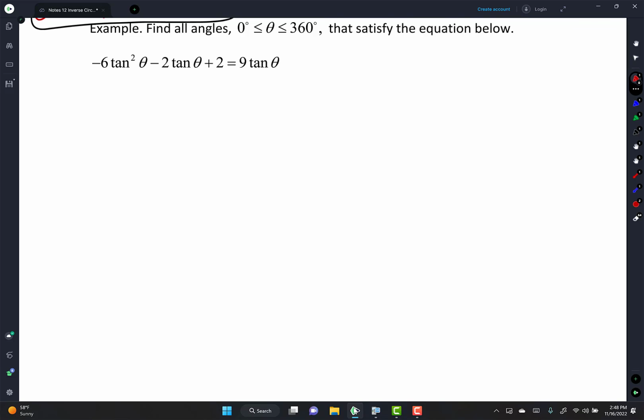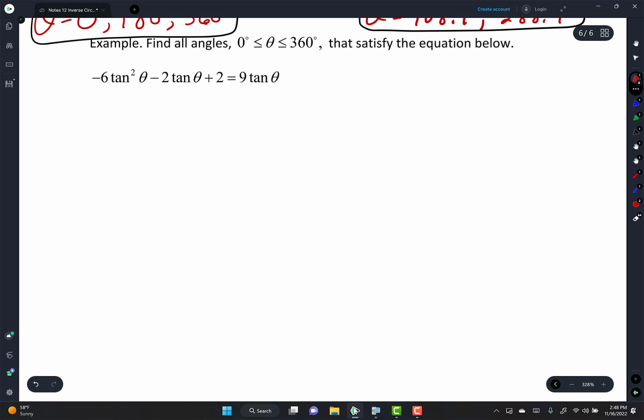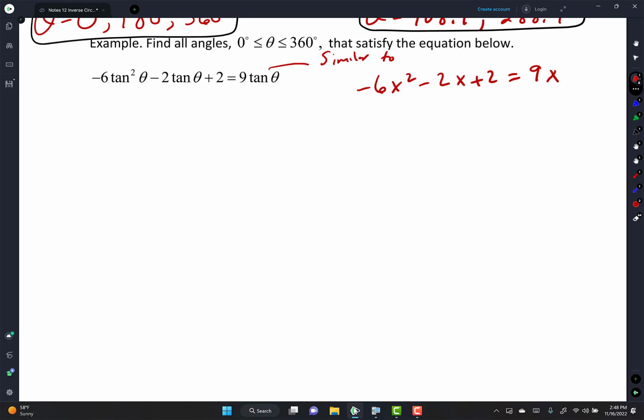This one, you're going to have to factor either with the AC method, factoring by grouping, or guess and check. So I'm going to write what this is similar to: negative 6x squared minus 2x plus 2 equals 9x. When you guys had that in Algebra 2, were you able to factor that out? Super awesome. Say yes. Heck yeah, you were.